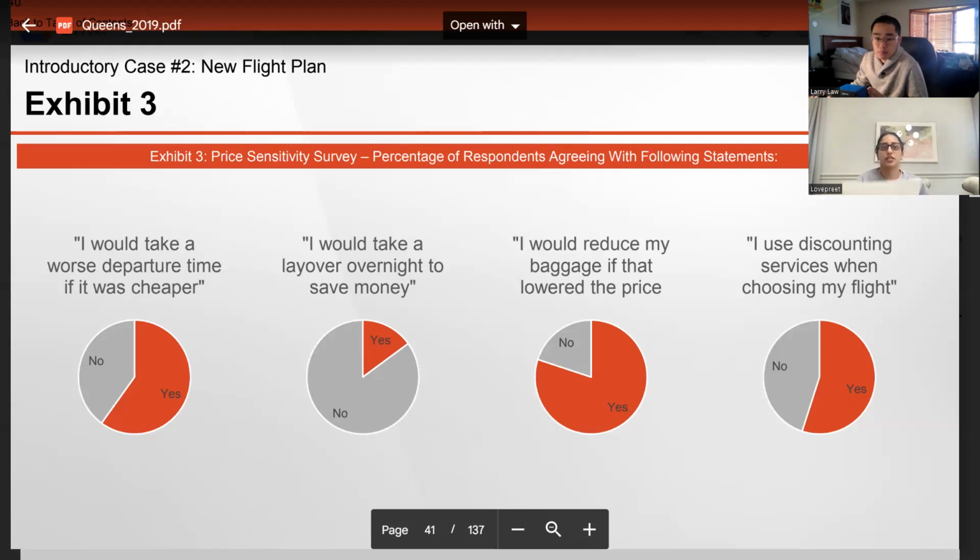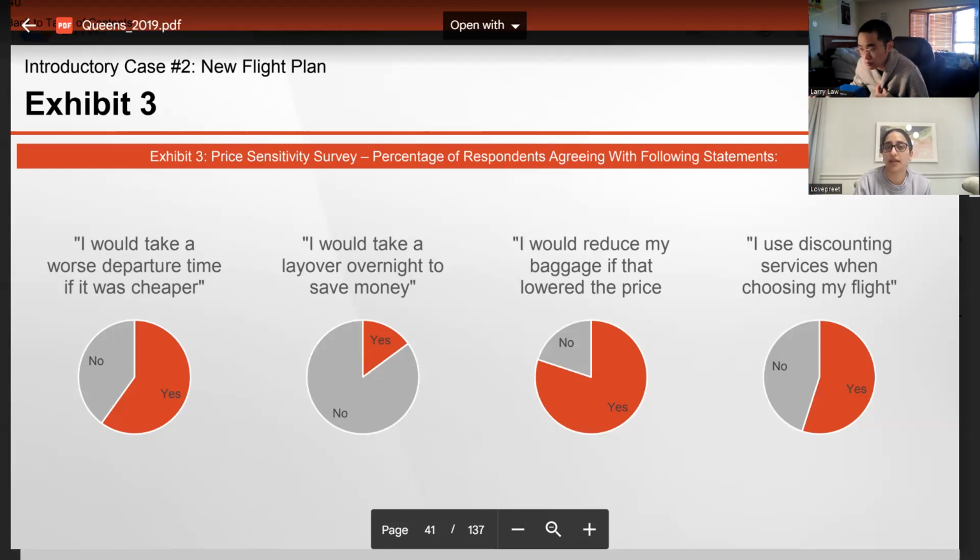In this exhibit, we see price sensitivity, so that's letting us know about how customers would react to our pricing and the percentage of respondents agreeing with the following statements. The first statement, I would take a worse departure time if it was cheaper, and we see that largely the answer to that is a yes. I would take a layover overnight to save money. Largely the answer to that is no.